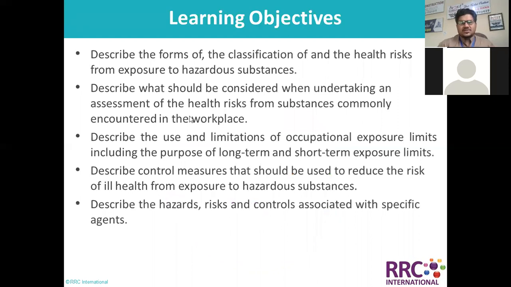We truly have to understand the forms and classification of health risks and exposure to hazardous substances. We'll discuss how to undertake the assessment of health risks commonly encountered at the workplace because of these substances. We'll also discuss the use and limitations of occupational exposure limits, including the purpose of long-term and short-term exposure limits. And once we have risk assessment or identification of hazards related to chemical or biological agents, the key part again is the control measures, how we reduce it to an acceptable or negligible level, which can reduce the possibility of ill health. We'll also discuss in detail the hazards, risks and controls associated with different specific agents. So these are the learning objectives.